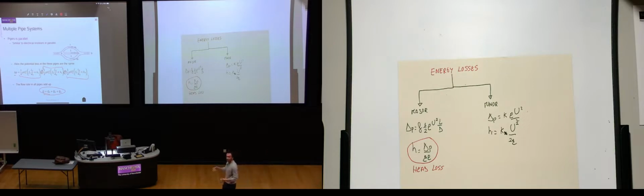Then we have pipes in parallel. Here, the flow rate sums up. So you have three pipes. The total flow rate is the sum of the three contributions. You can imagine that if the flow rate is coming from the left, then it will split in three parts, and then it will reconnect on the right. So the flow rate sums up. The head loss of each pipe is the same. So you will have just one head or pressure loss for your system of pipes in parallel. It means that you can compute for one and you have it for every one.